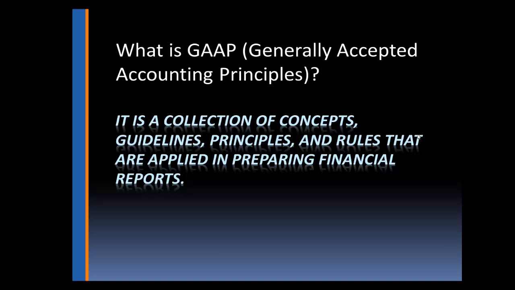Basically, the accounting principles are a collection of concepts, guidelines, and principles and rules that have been applied in preparing financial reports. And this is a culmination of a body of knowledge that goes back 50, 60, 70, maybe even 80 years. And it does change over time. In other words, as we work forward, some of the concepts change because the way we do business and the legal ramifications may change these.